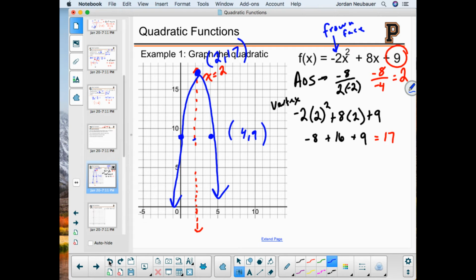All right, it's good to have probably a couple more. You could pick out an x value of 1 and plug that in, and then reflect that across the axis of symmetry. That's another way to do it.